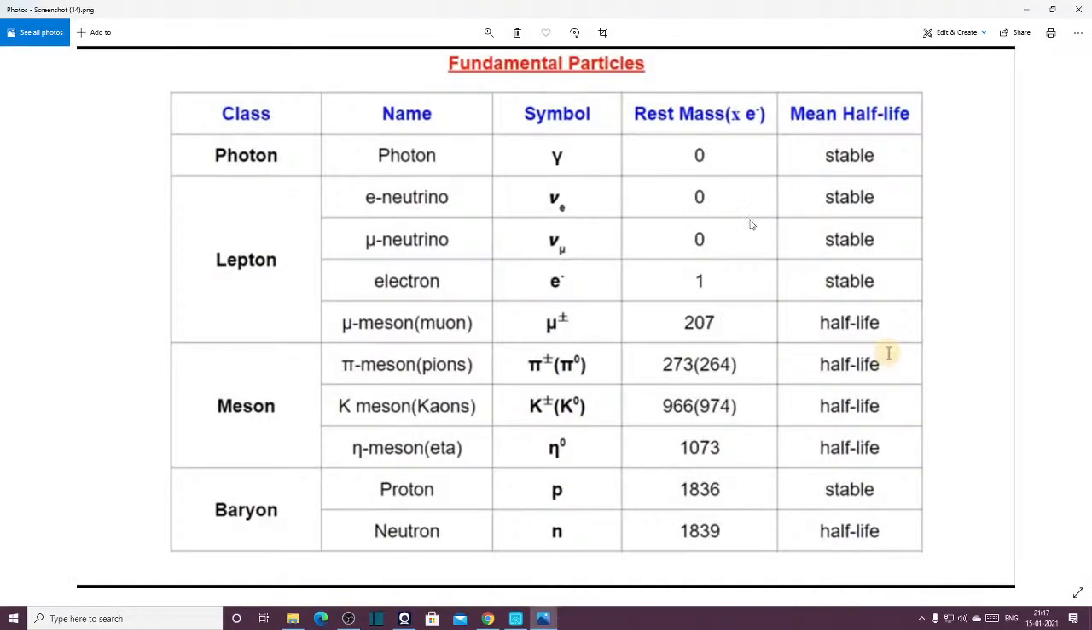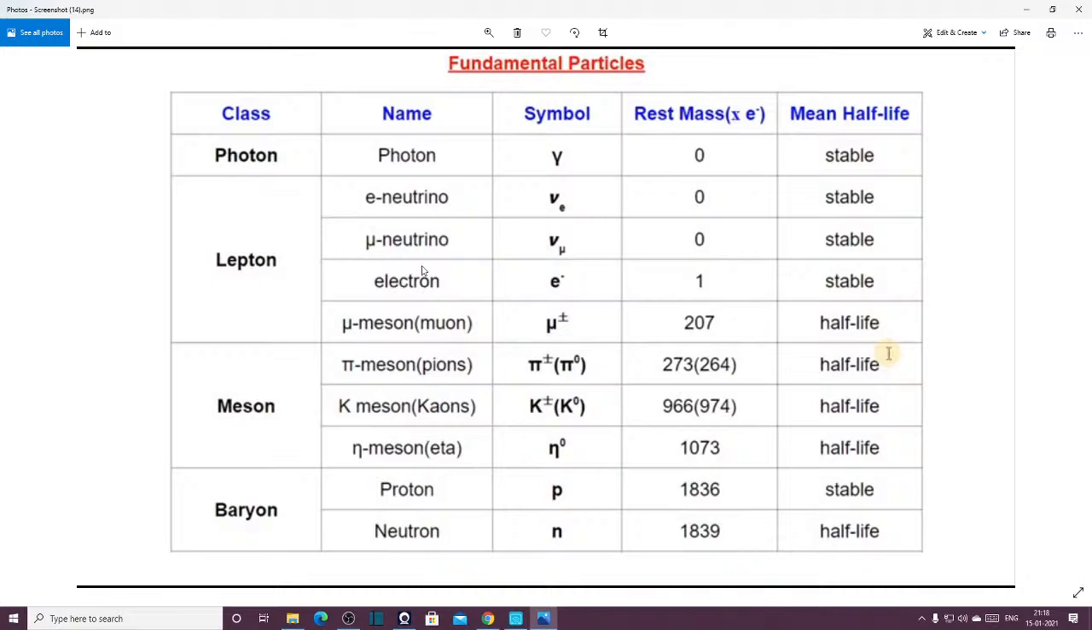Just look at this picture. It's the list of the whole set of fundamental particles. The first column is the class, then the name, symbol, and rest mass. Rest mass means the mass of the particle whenever it is in the rest condition. What will be the corresponding mass whenever the particle is at rest? And I will be representing rest mass as a multiple of the mass of electron. So a rest mass of 0 means 0 multiplied by the mass of electron.